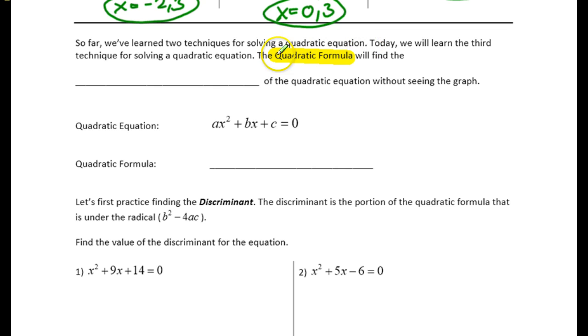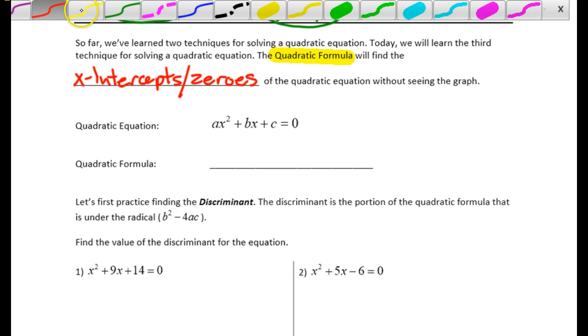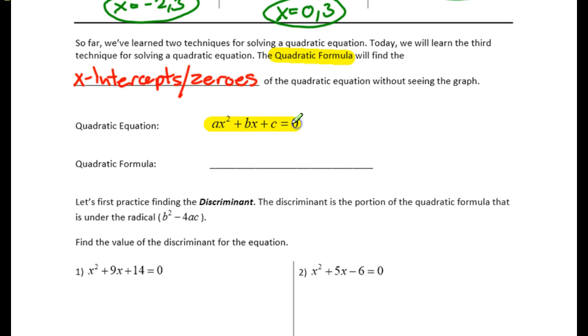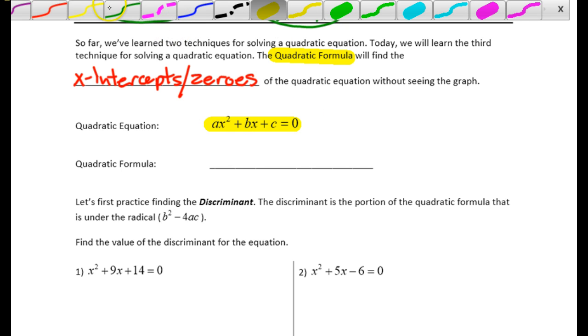Okay? And when you use this, you're finding the x-intercepts. And there's another word for that. Remember way back in chapter 3 on functions, another word for x-intercept is the zeros. Okay? And that's basically what we're finding here anyway. But once again, that's what we're finding with the quadratic formula. So once again, a quadratic equation, we've been looking at this a lot. That's the standard form for a quadratic equation. All right? So I can solve any quadratic equation with this quadratic formula.